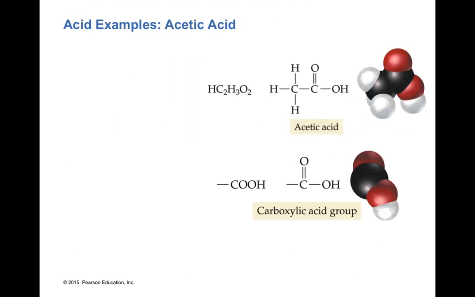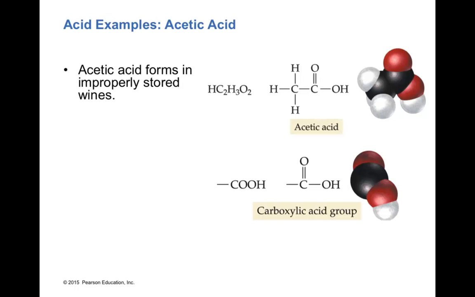Other examples of acids are acetic acid. The part on the right side, a carbon double bonded to oxygen with an OH, is known as the carboxylic acid, and this region is the one that gives the acidic characteristic to the molecule. Whenever you have this, it's known as a functional group. This is the carboxylic acid, and that compound will be an acid.